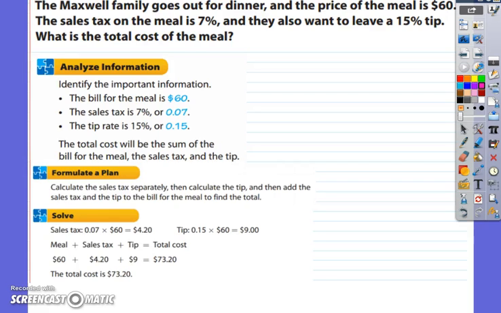Today we're going to be talking about how to calculate the total cost of a meal. The Maxwell family goes out for dinner, and the price of the meal is $60. The sales tax on the meal is 7%, and they also want to leave a 15% tip. What is the total cost of the meal?